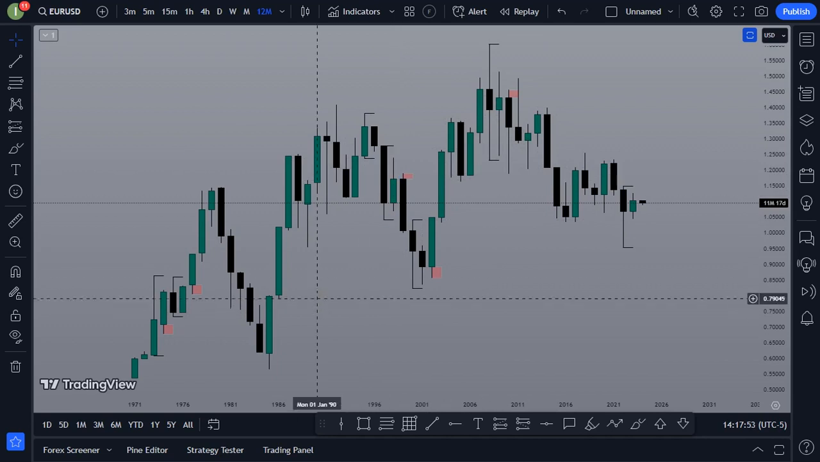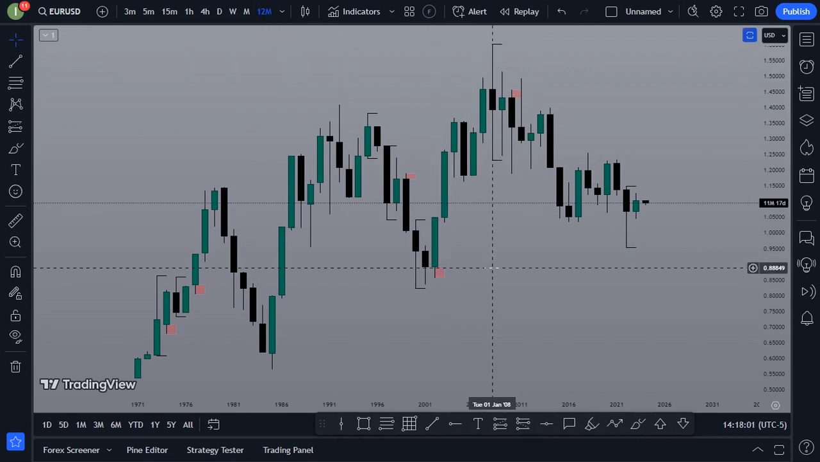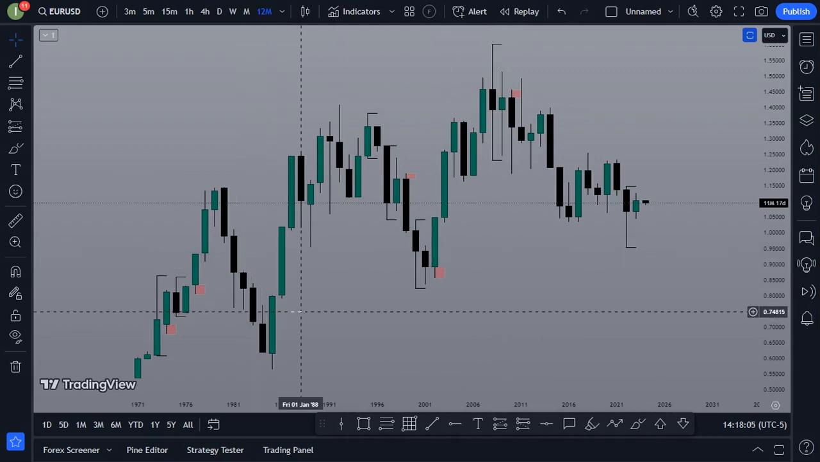So this chart you're seeing here is the Euro USD chart, and it's a 12 month chart, the yearly chart. Each and every candle you see here represents a whole year. Now, you might have already seen all the annotations that I have here. Of course, I did them in the last couple of days when I was trying to find all this out.